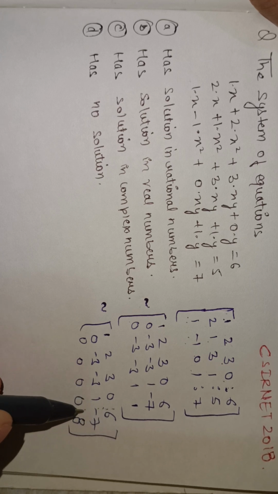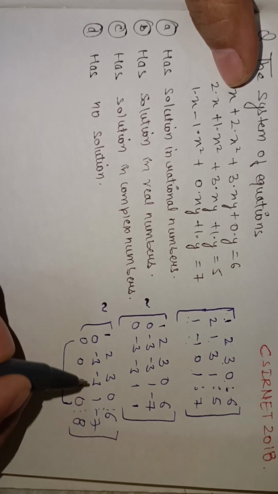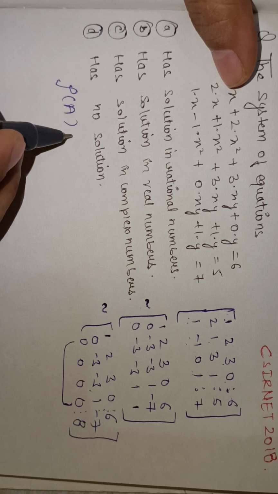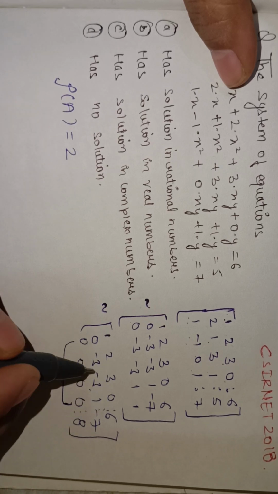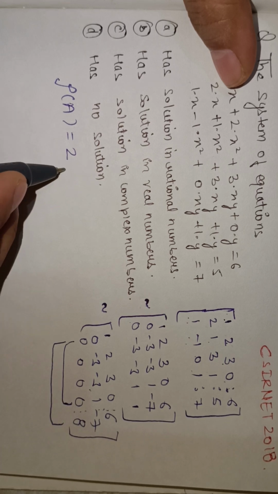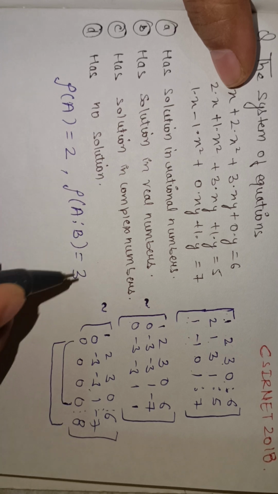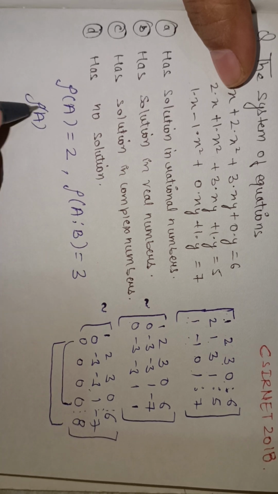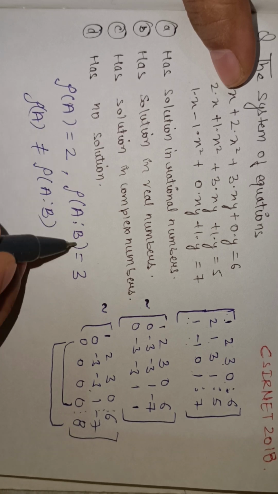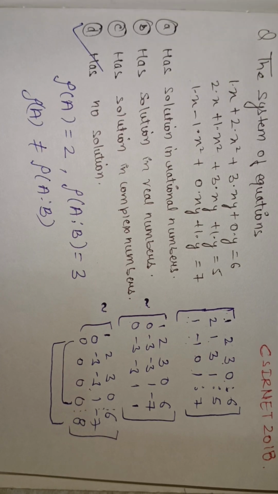So as we see, this is a matrix A. Rank of A is what? Rank of A is 2, because the number of non-zero rows is 2. As we see, the rank of the augmented matrix [A|B] is 3. As rank of A is not equal to rank of [A|B], we say the system has no solution. So this is the solution of this question based on a system of linear equations.